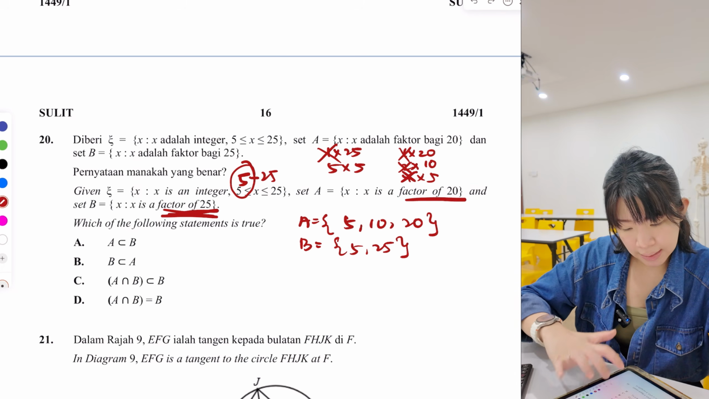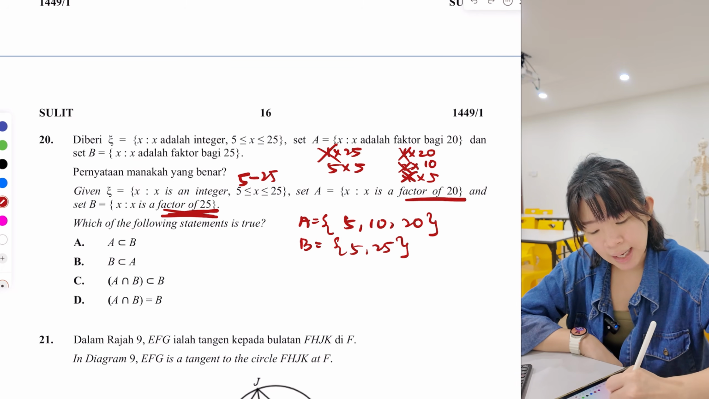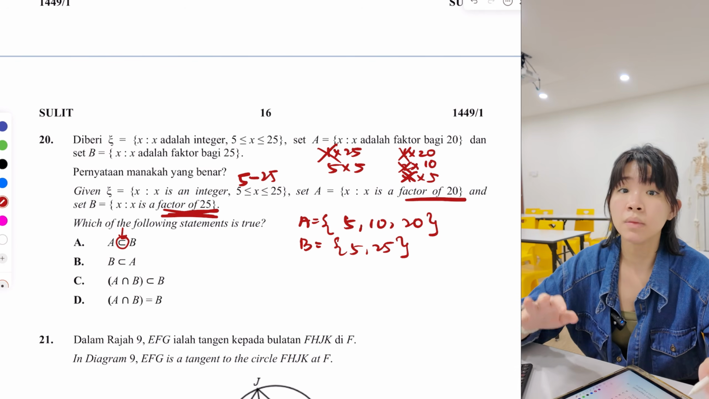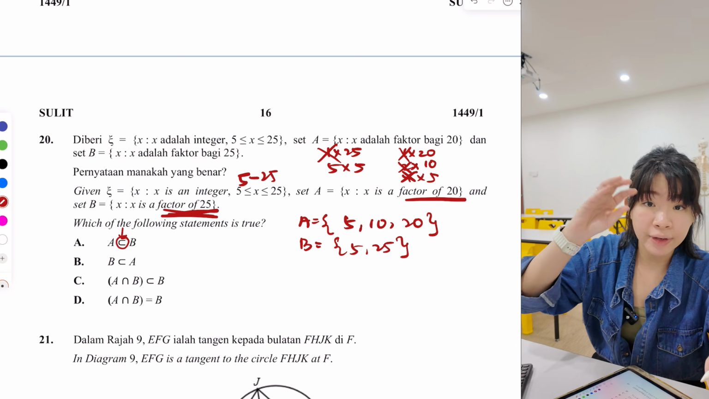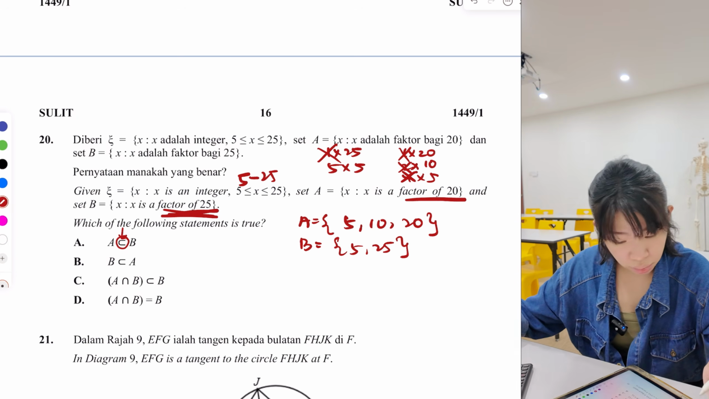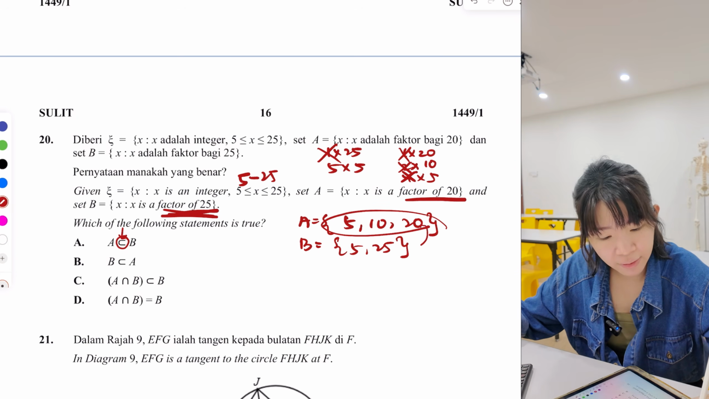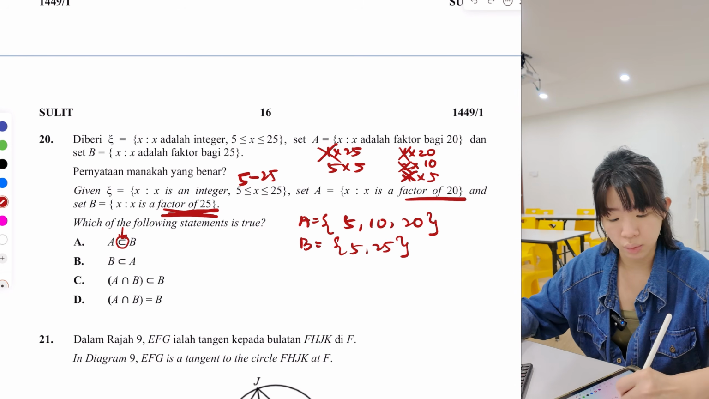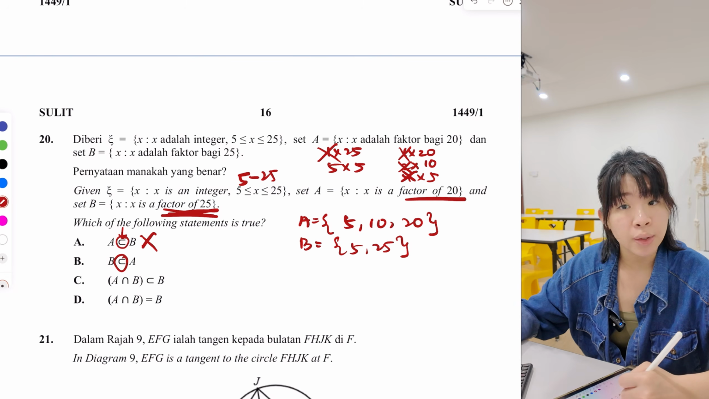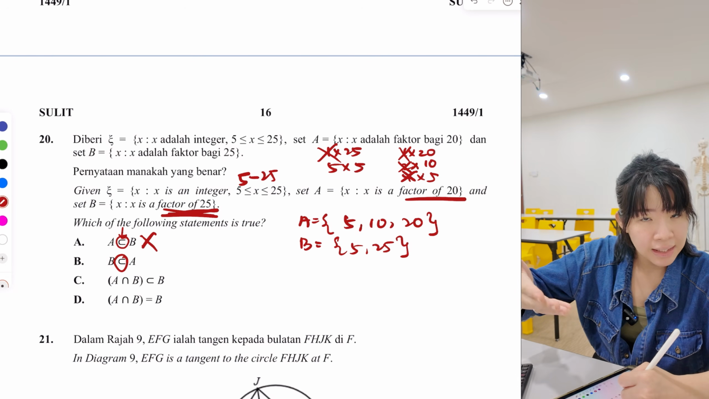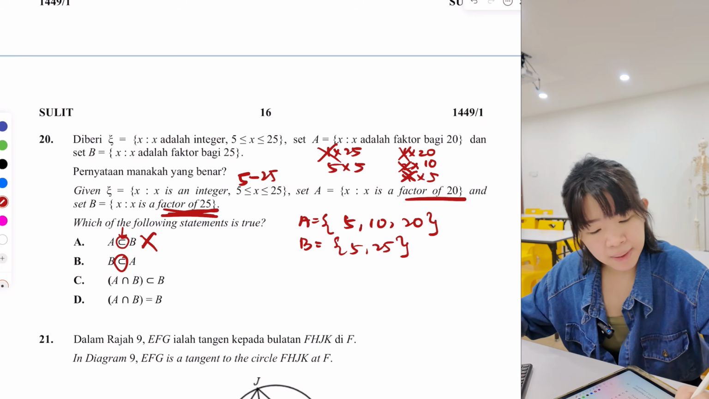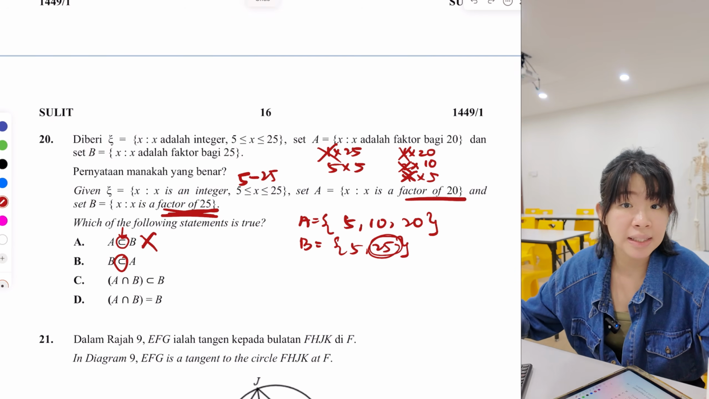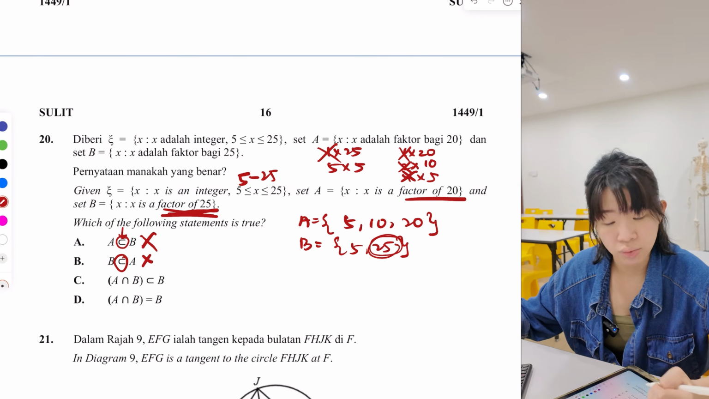Alright, so option A. Is A the answer? Now, A says that A is a subset of B. Subset means everything in A can be found in B. Is it true? Let's check. No, A has 10 and 20, which are not in B, so it's wrong. How about B is a subset of A? Everything in B can be found in A? B has 25, and set A doesn't have 25, so we cannot say that B is a subset of A. So this is wrong also.